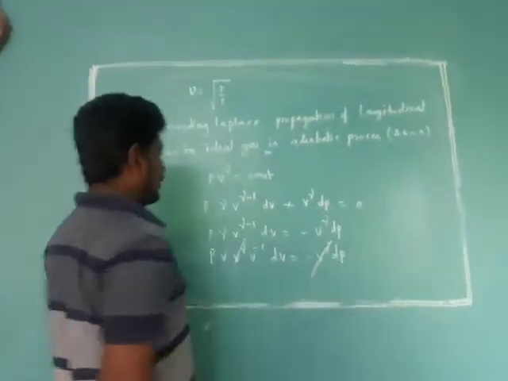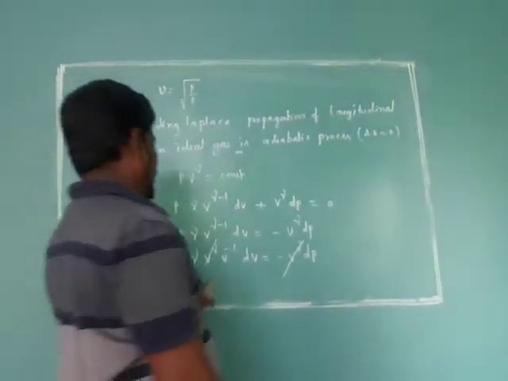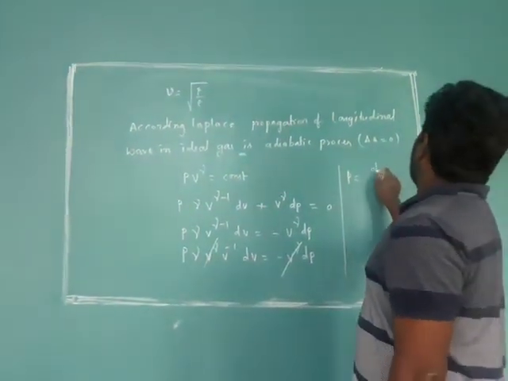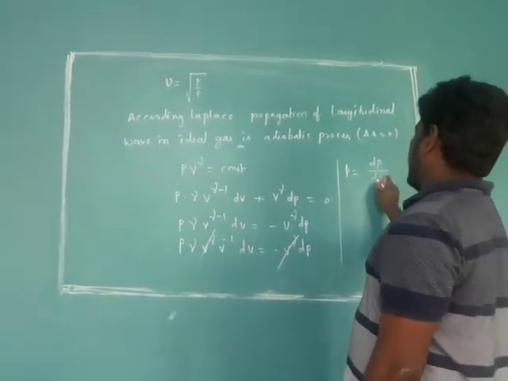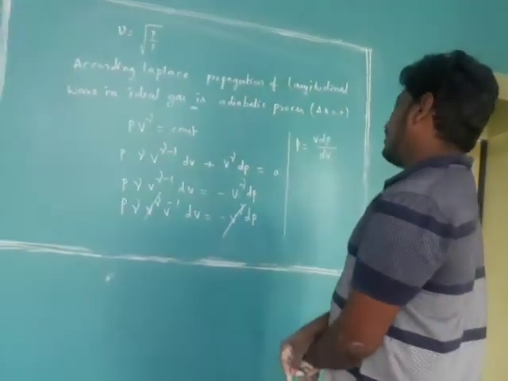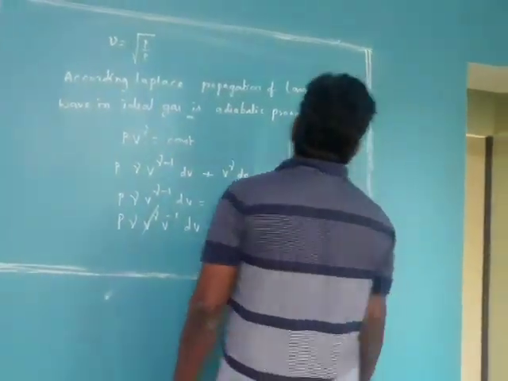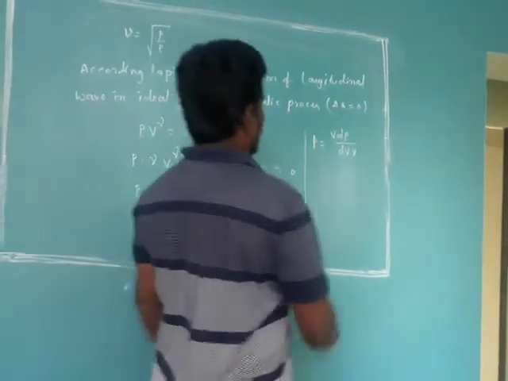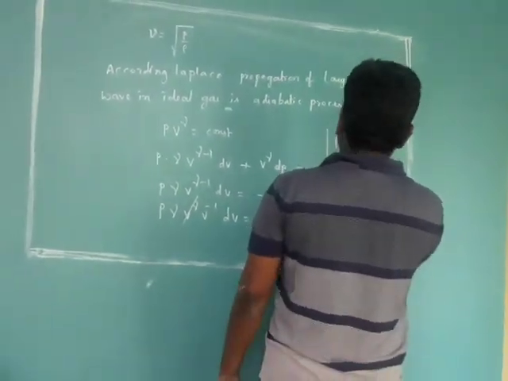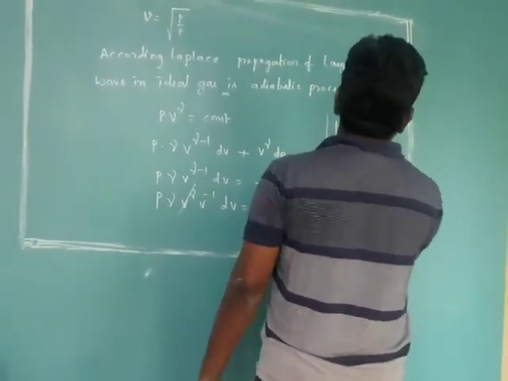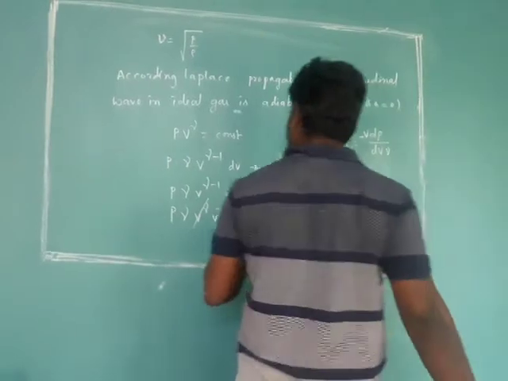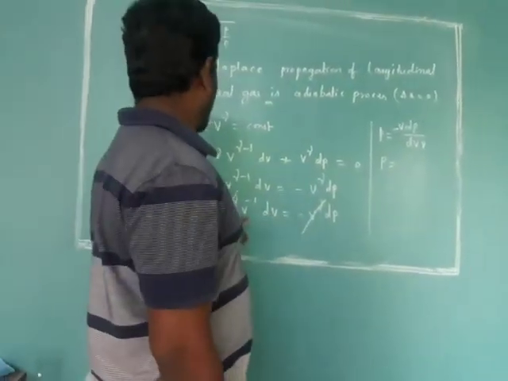V power gamma cancel, and then you will get from this P is equal to, sending the remaining terms to other side, dP divided by dV. V power minus 1 will come to the numerator as V, and gamma. Now P gamma is equal to minus V dP divided by dV, this is B, that means pressure.